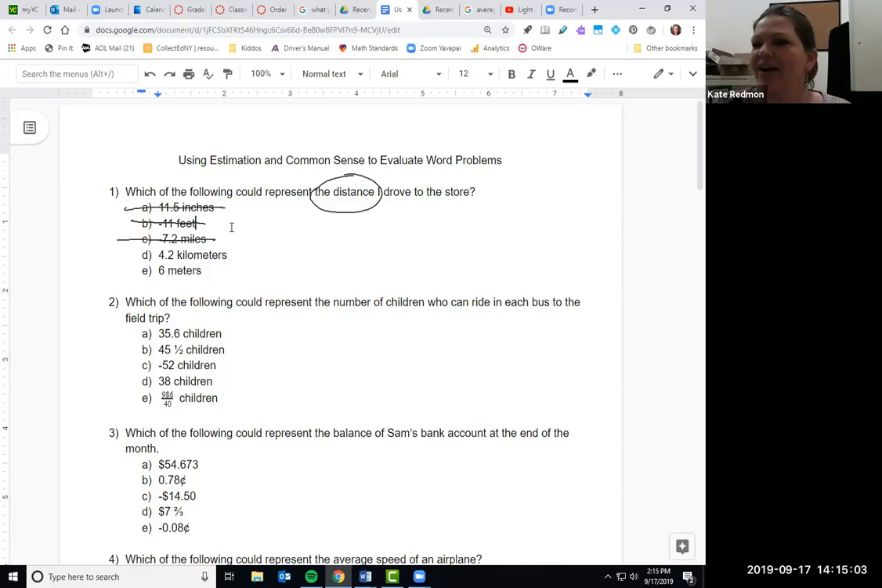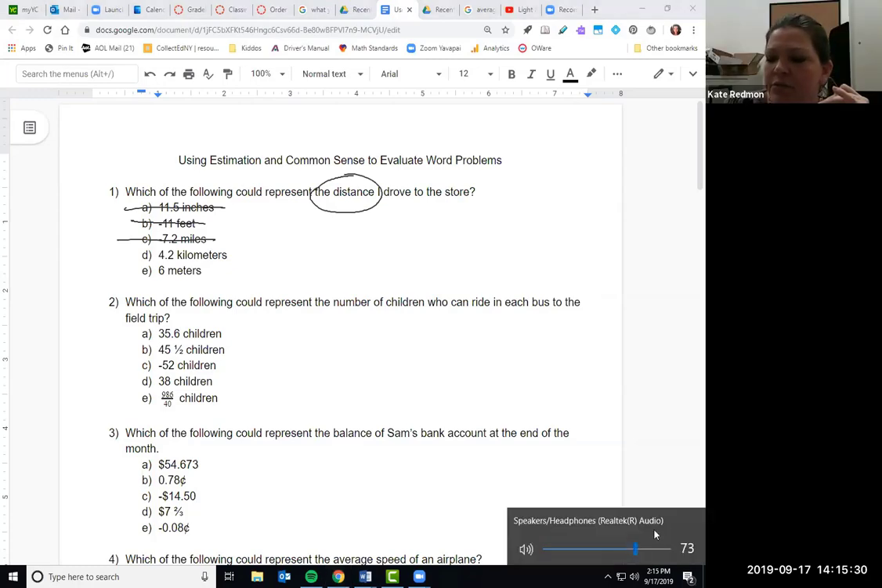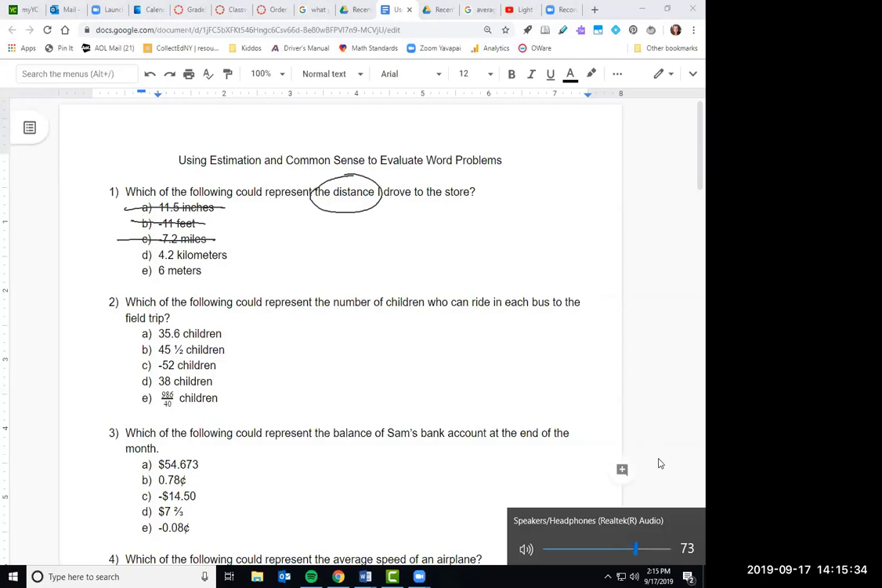I don't know what kind of car you drive, but if you got in the store to drive 11 inches, we're struggling. So again, units can really help you make sense of your answer. Okay. I will say E. E. And E is a right answer, or E you want to rule out?